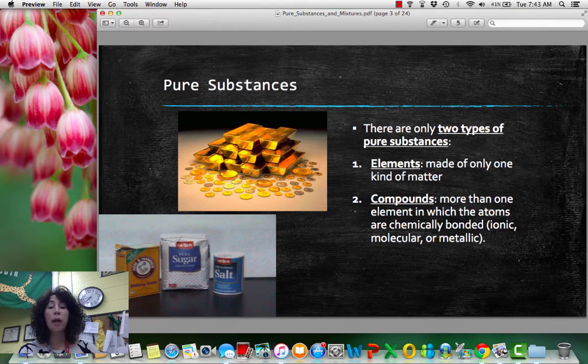So again, when we're talking about pure substances, there are two types. There are elements, one kind of matter, and there are compounds, more than one element that has been chemically combined. So we've talked about bonding. We know bonding can occur through ionic, covalent, or molecular bonds. And so something that has been bonded would be a compound.